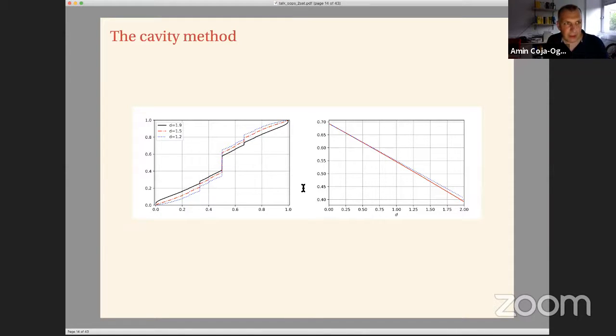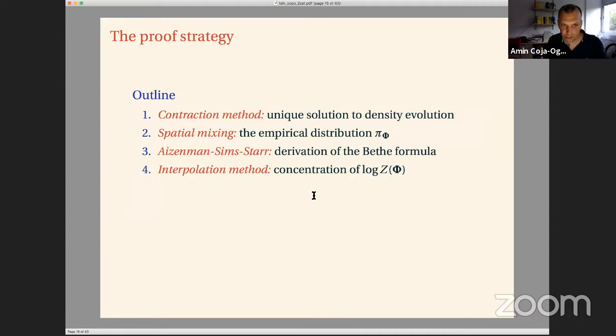Anyway, so this much about the physics prediction. Let's now see how we can prove such a thing, how we can turn this prediction into a theorem. And the proof strategy has 4 items. The first item is something that is called the contraction method. And this is a trick that we are going to use in order to prove that this density evolution equation possesses a unique solution, that there's a unique way of solving this distributional equation.